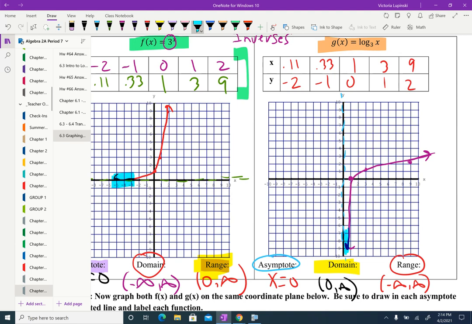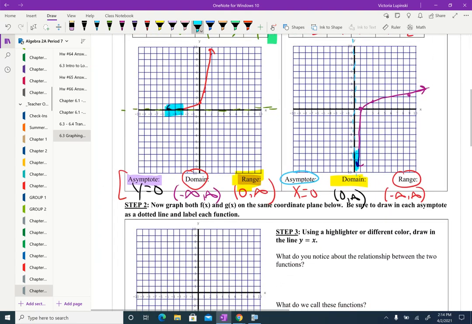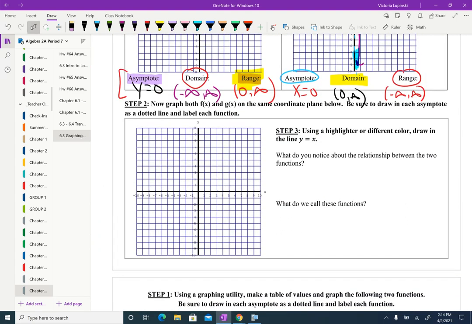So again, if you think about it in terms of opposites, the opposite of an exponential shooting up would be a logarithm shooting to the right. And then if you remember in general what the inverse relationship is, we're going to go ahead now and do step 2, which means we're going to put them on the same coordinate plane.